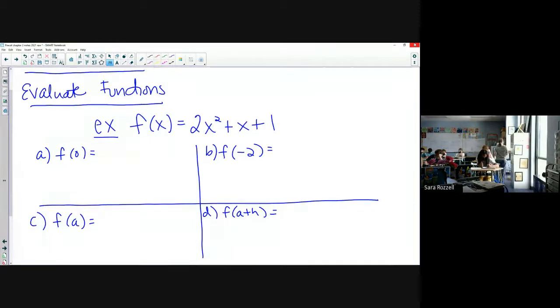All right, so if they give you a function and tell you to find f of whatever, you're plugging whatever they put in that parentheses in for the x, right? So if you have f of x, they tell you f of 0, you're going to replace the x with a 0. So we're going to go in here and replace all of our x's with zeros. So that'd be 2 times 0 squared plus 0 plus 1.